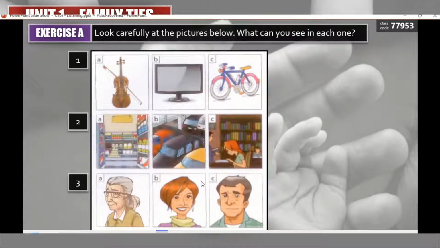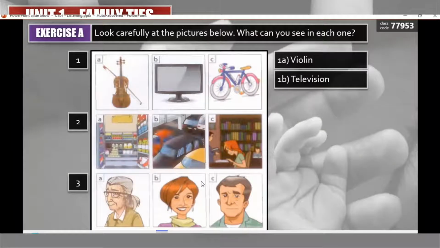Look carefully at the pictures below. What can you see in each one? For example, question number 1, A. It is a violin. Picture 1B is a television. Picture 1C is a bicycle. Now, we move to picture 2. Picture 2A, picture 2B, and picture 2C.